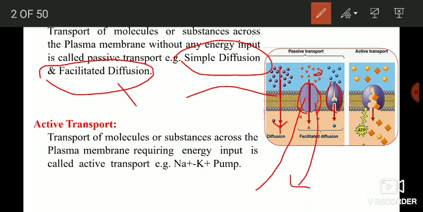Another type is active transport. In active transport, the molecules are getting transferred from lower concentration, here, this is the lower concentration side, to the higher concentration, and obviously for moving a substance from lower concentration to higher concentration, you need energy, and that energy is supplied in the form of ATP hydrolysis. So you can say it's the transport of molecules or substances across the plasma membrane against the concentration gradient, and it requires expenditure of energy. Example is the sodium potassium pump.